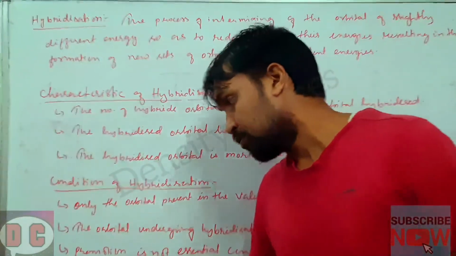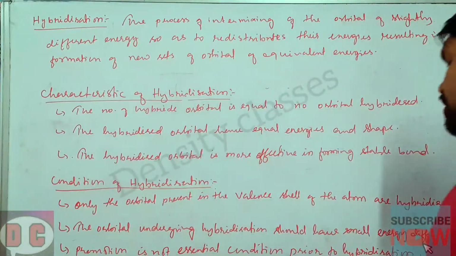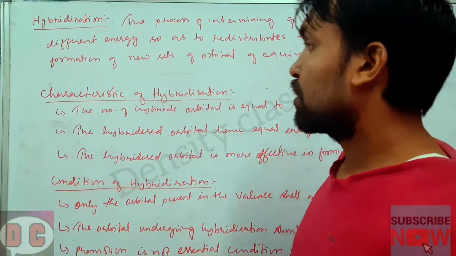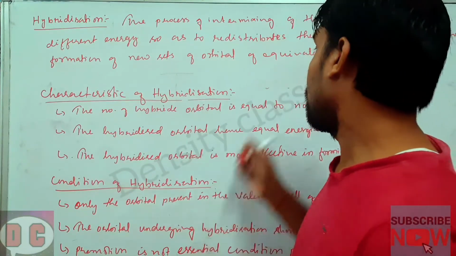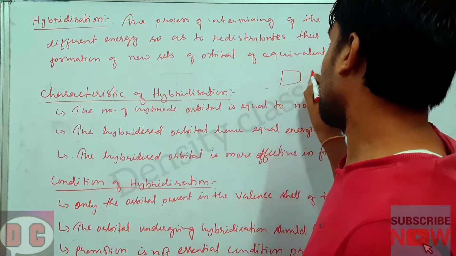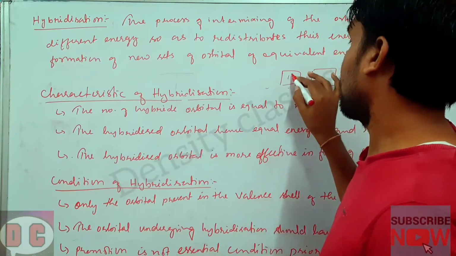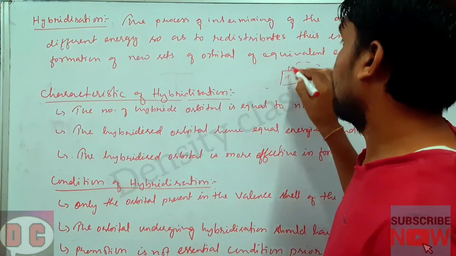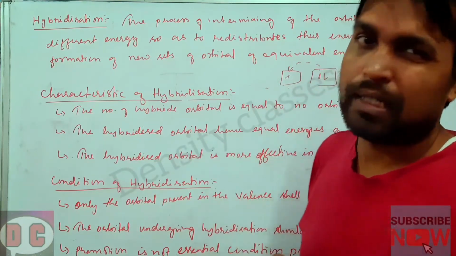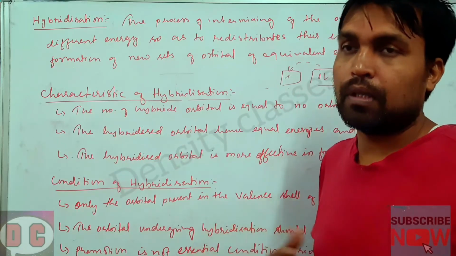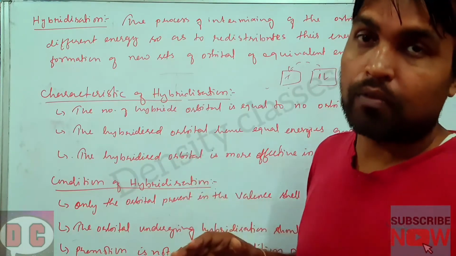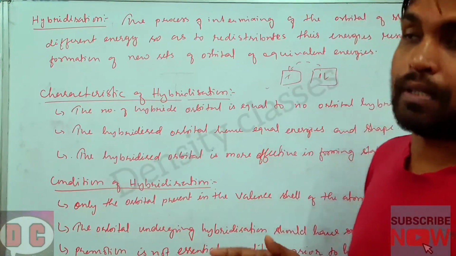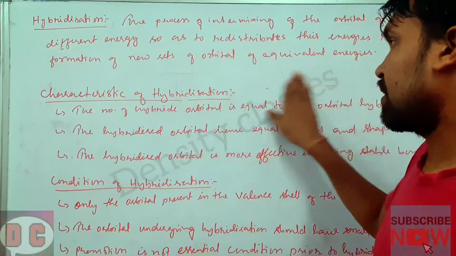Third one is promotion is not an essential condition prior to hybridization. Promotion is not an essential condition means what? Whenever the electrons get excited, the electron jumps from one level to another level, but that is not necessary. Before the hybridization, it is not required that promotion of electrons should be there. It's not at all essential. That is what is said in the third condition.